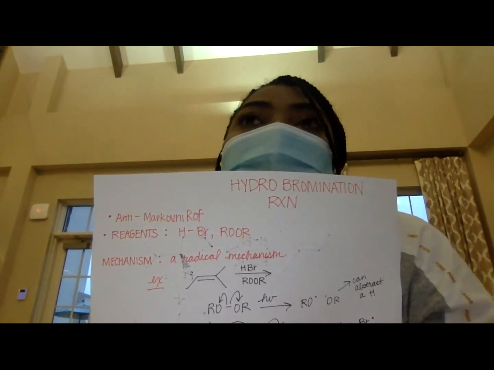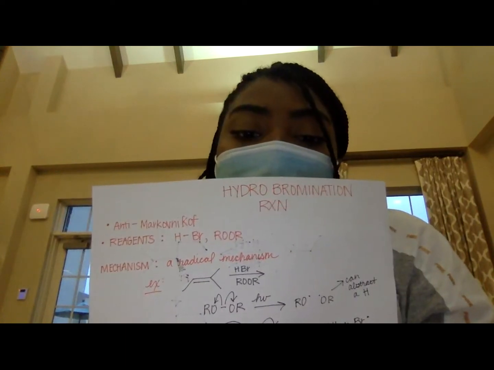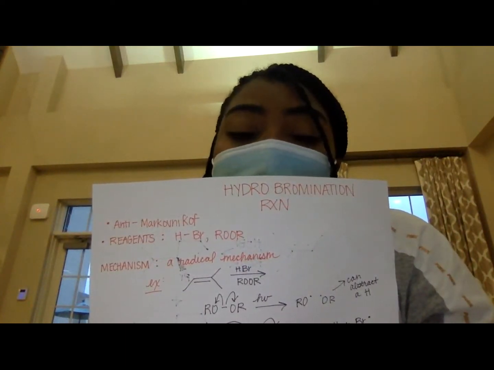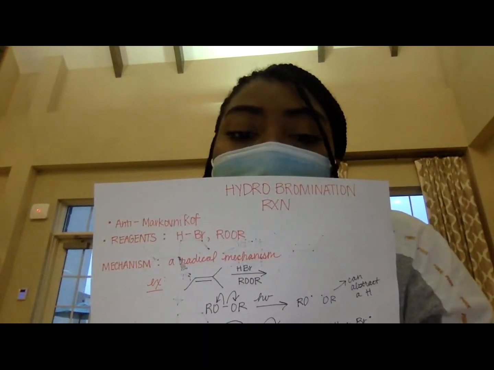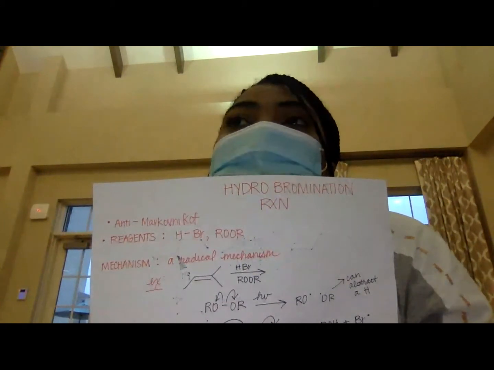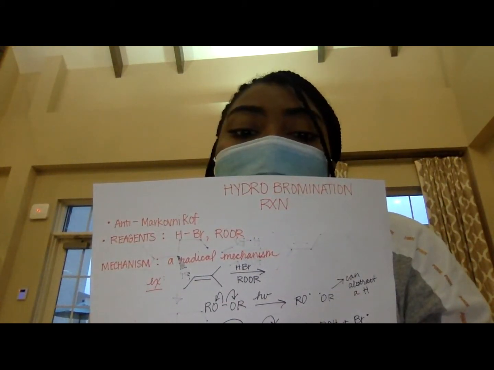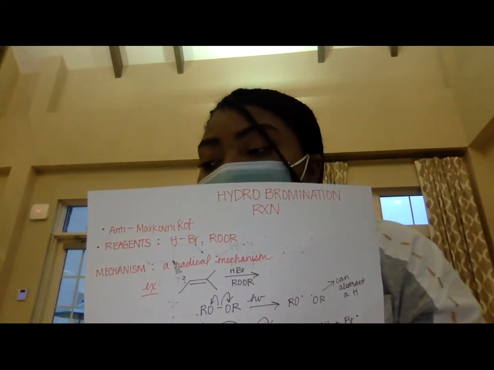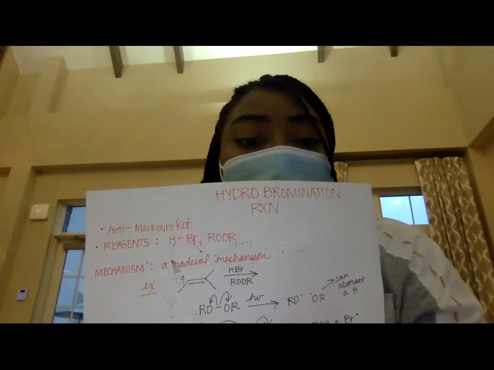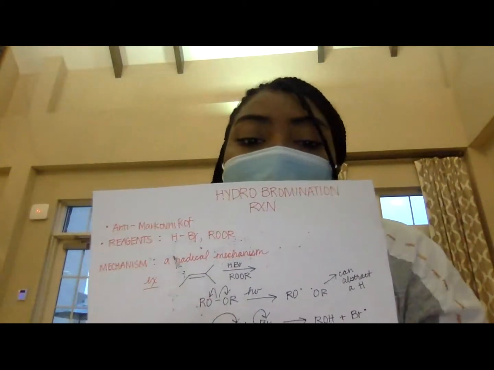And like I said earlier, it's an anti-Markovnikov addition, which means that the H is going to go on the more substituted carbon, and the bromine is going to attach at the less substituted carbon. This reaction takes place best in the presence of hydrobromic acid and peroxides. So that's what makes it different from the hydrogen halide addition reactions. It does include a hydrogen, it does include a halide, but this particular reaction works best with bromine and peroxides.